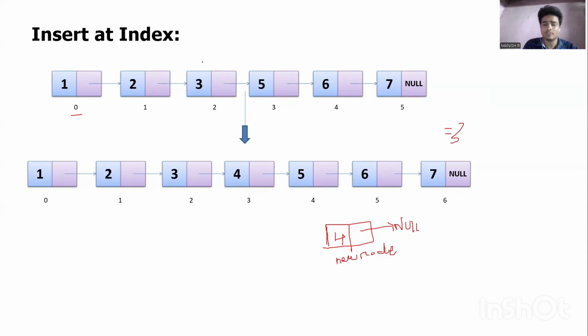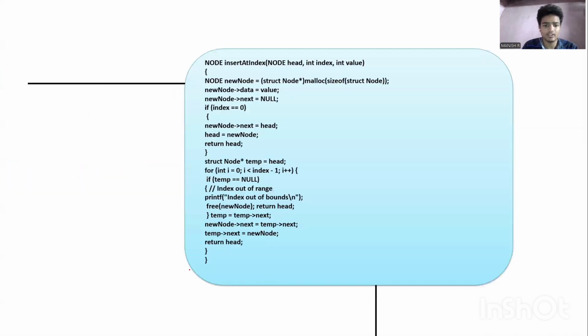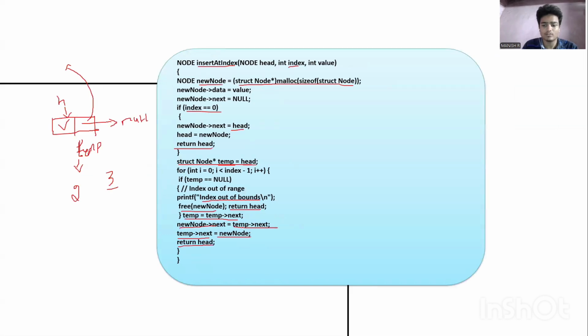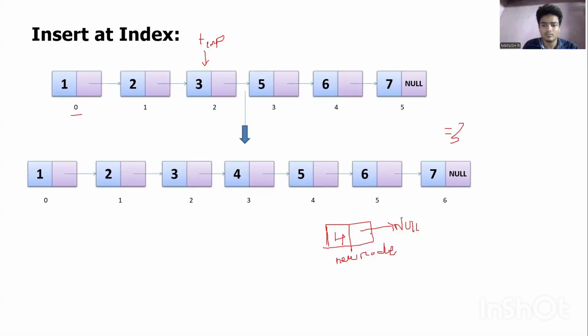We are taking the help of a pointer temp. The temp will point to the previous node, that is here. The next condition is new node of next is equal to temp of next, so this node will point here.